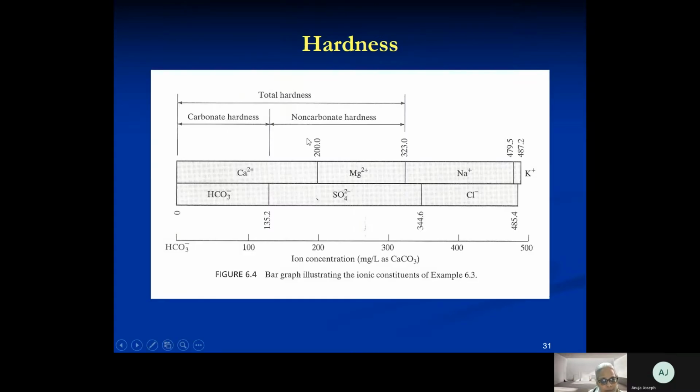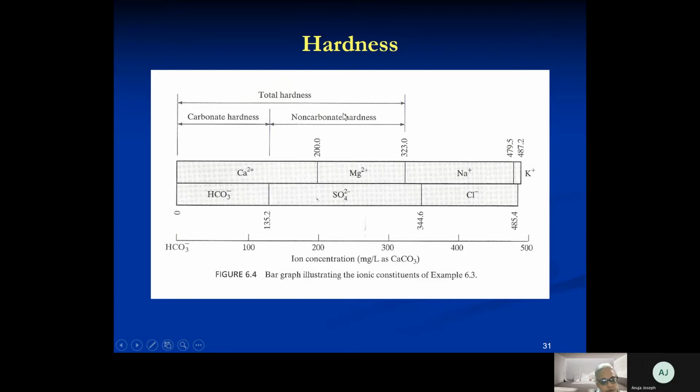Now, you can see the total hardness is much greater than the carbonate hardness. So what is the remaining hardness called? The remaining hardness from an anion perspective is the total hardness minus carbonate hardness. So that will give you non-carbonate hardness. In this case, we will have 323 milligrams per liter as CaCO3. That will be our total hardness. You have to subtract carbonate hardness, which is 135.2 milligrams per liter as calcium carbonate, and the remaining, not sulfate, the remaining will be called non-carbonate hardness.